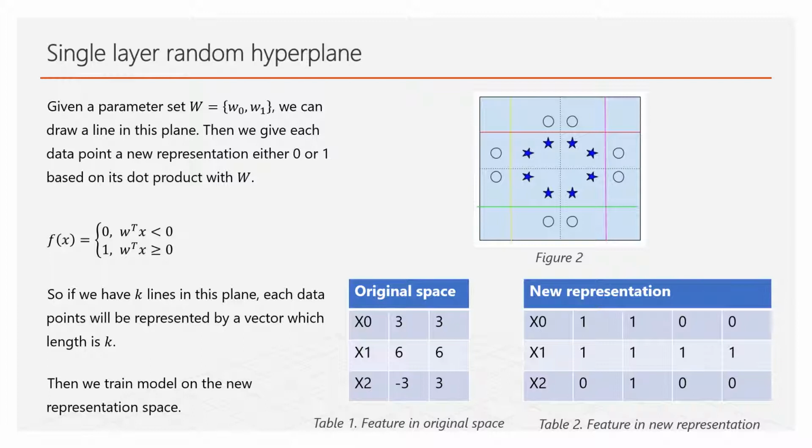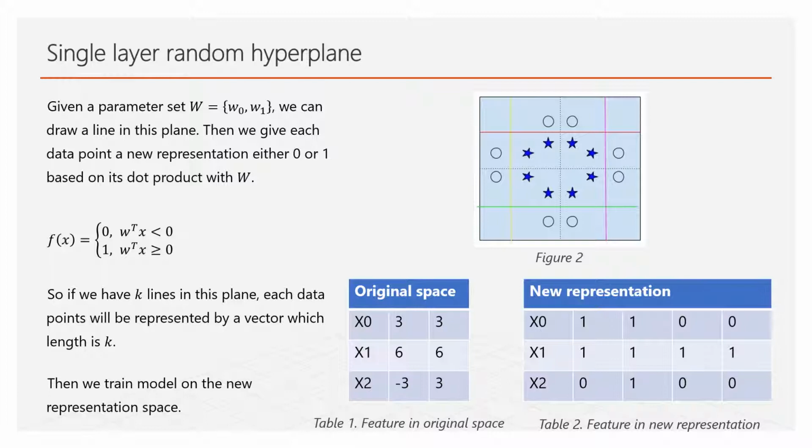In a single-layer random hyperplane network, we can join several different hyperplanes based on different parameter sets. Each hyperplane is decided by a set of parameters. Then we use the sign of the dot product of W and X to replace the original features. Figure 2 is an example with 4 hyperplanes.